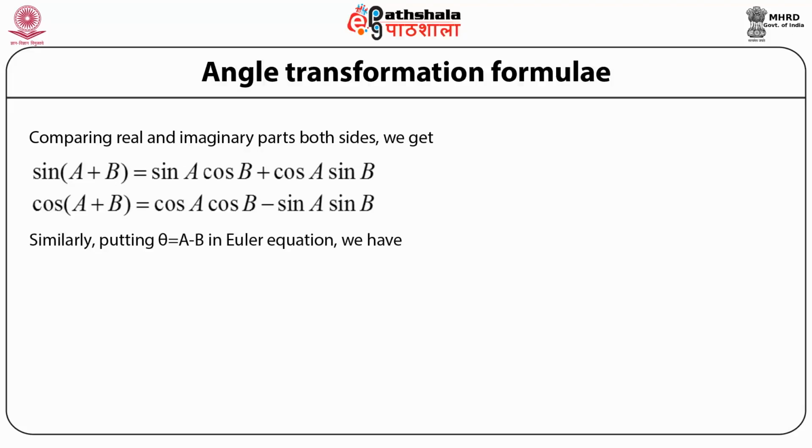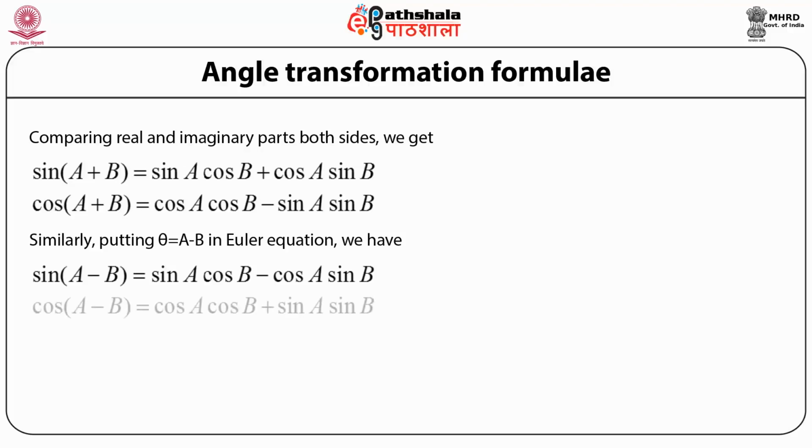Similarly, if you put A minus B in the first equation instead of A plus B, then we are going to get sin of (A minus B) equal to sin A cos B minus cos A sin B, and cos of (A minus B) is equal to cos A cos B plus sin A sin B.